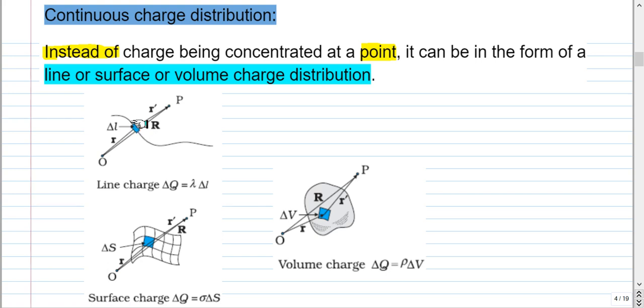If you take a small element of this line charge, the charge of it will be lambda into delta L, where lambda is linear charge density. The units will be coulombs per meter. So in this small surface element, its charge will be sigma into delta S, where sigma is surface charge density, and in a volume element, its charge will be rho into delta V, where rho is volume charge density. It will be in coulomb per meter cube.